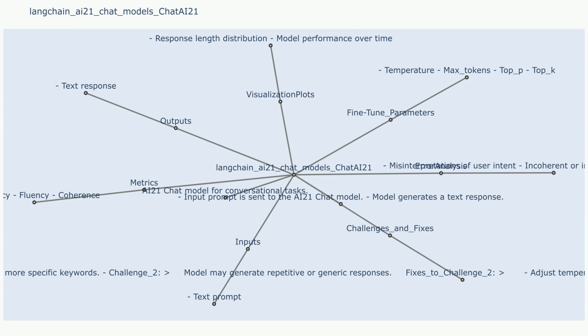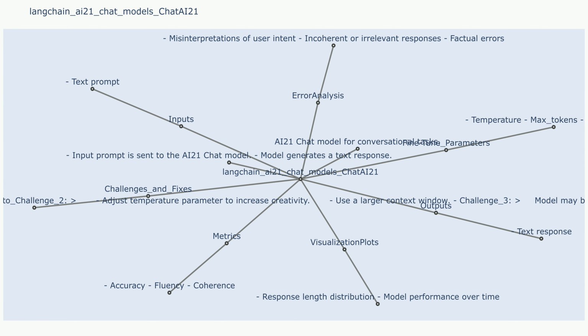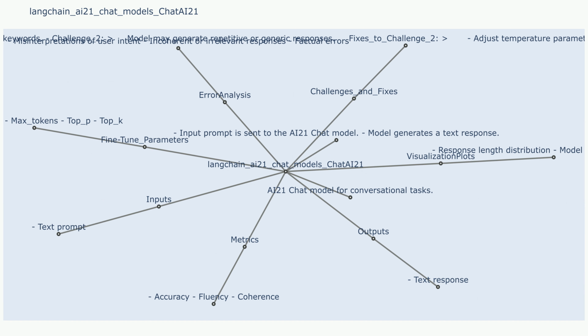Visualization plots: attention visualization. Visualizing the attention weights during the model's processing can reveal how the model focuses on different parts of the input. Fine-tune parameters: learning rate controls how quickly the model adjusts its parameters during training. Batch size: number of examples processed at each step of training. Epochs: number of times the entire dataset is used for training.